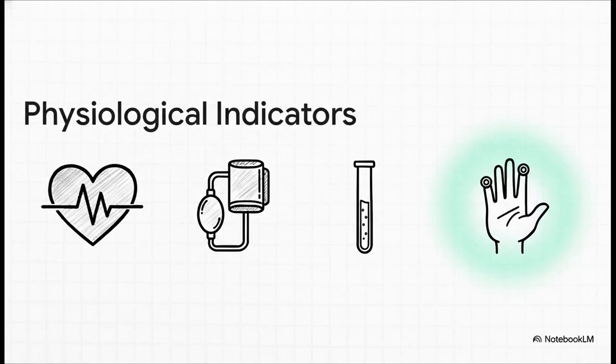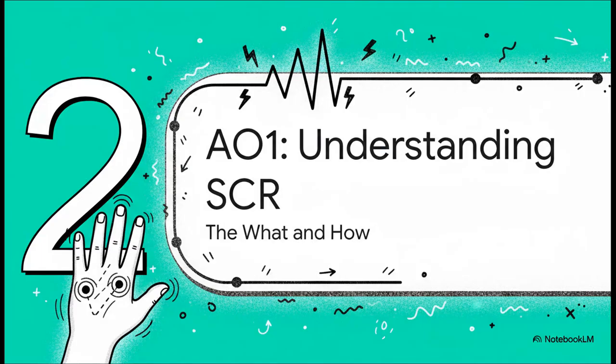And there are a few ways to do this. We can measure heart rate, blood pressure, even the level of the stress hormone cortisol in someone's saliva. But the one that the AQA specification really wants you to know inside and out is this one, the skin conductance response, or SCR. All right, let's get into it.